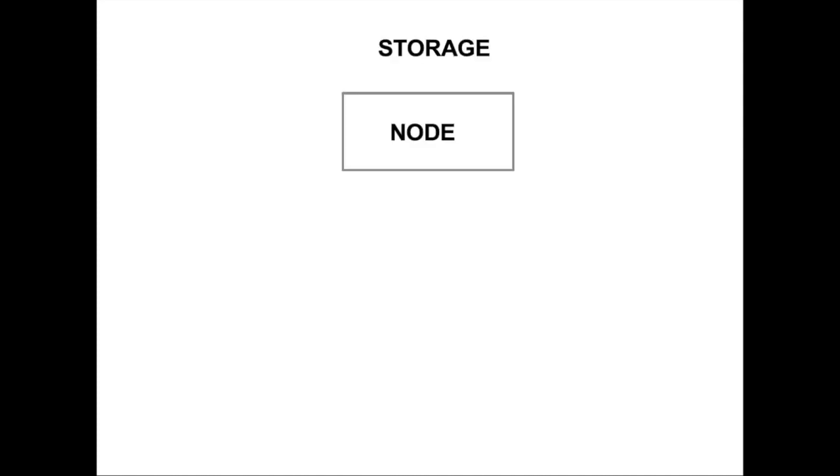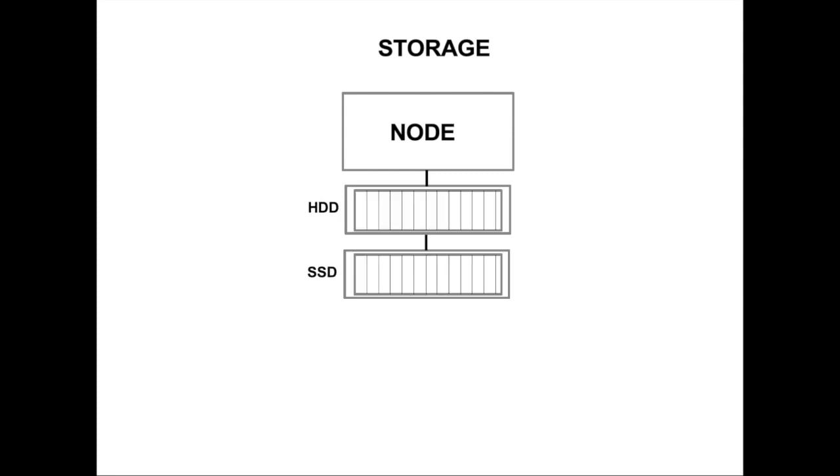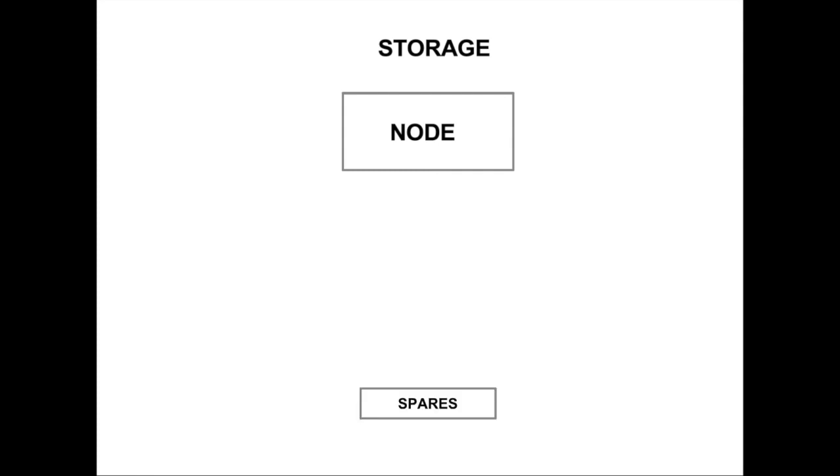Storage. A node is connected to one or more disk shelves. A disk shelf contains drives, and the drives can be hard disk drives or solid-state drives. Drives are assigned to the node as spare disks. Spare disks can be grouped together into a disk group. Then they become data disks.